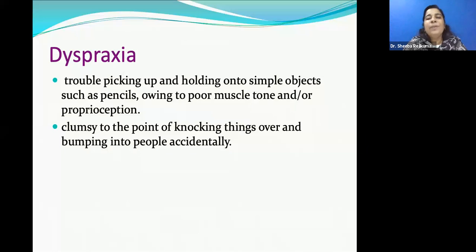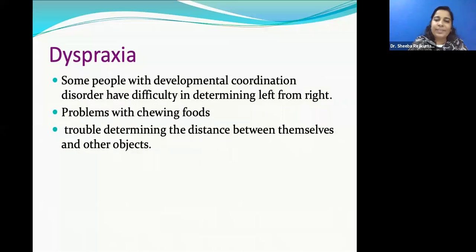There is trouble picking up and holding on to simple objects such as pencils, owing to poor muscle tone and proprioception. They are clumsy to the point of knocking things over and bumping into people accidentally. With little kids, this is quite common. Some people with developmental coordination disorder have difficulty in determining left from right. See how many LDs have got the same problem, determining left from right.